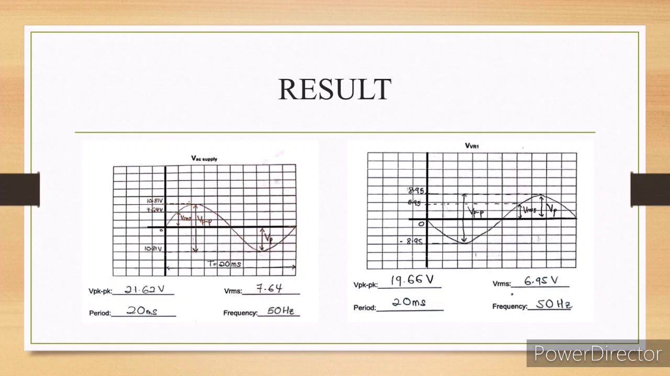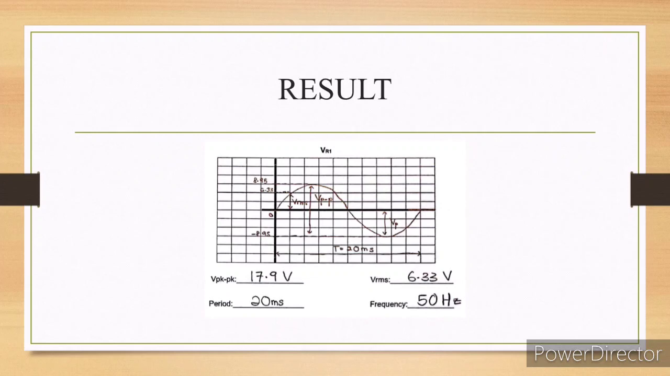For the VAC supply graph, we have produced a peak to peak voltage of around 21.62 volts. The period of the wave cycle is 20 milliseconds, and the VRMS based on this graph is 7.64 volts. The frequency of this waveform is 50 Hz. For the variable resistor voltage graph, the peak to peak voltage we obtained is 19.66 volts. The period is 20 milliseconds. The VRMS that we obtained based on the graph is 6.95 volts, and the frequency is 50 Hz.